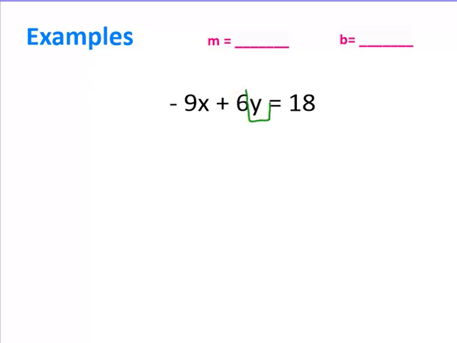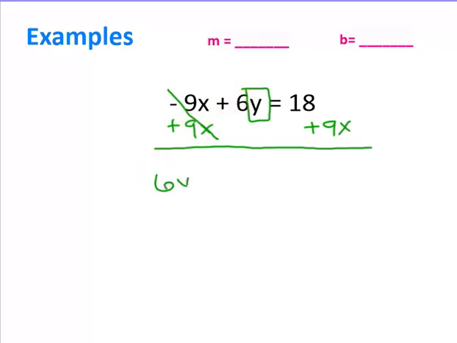All right. Start off by finding where your y is. What is your term attached to it? Now I have negative 9x. So I'm going to add 9x to both sides. Okay. This is going to cancel. Negative 9x plus 9x goes away. Bring down my 6y. Bring down my equals. Bring down my positive 9x. Bring down my positive 18.